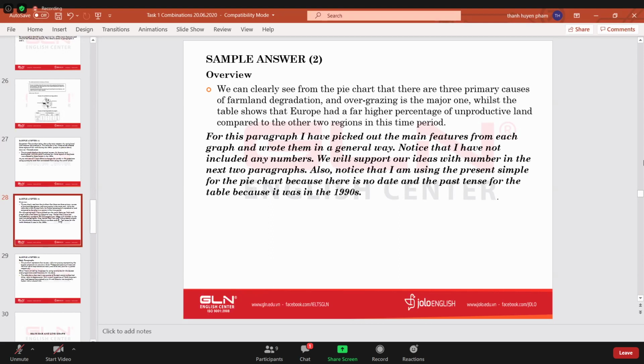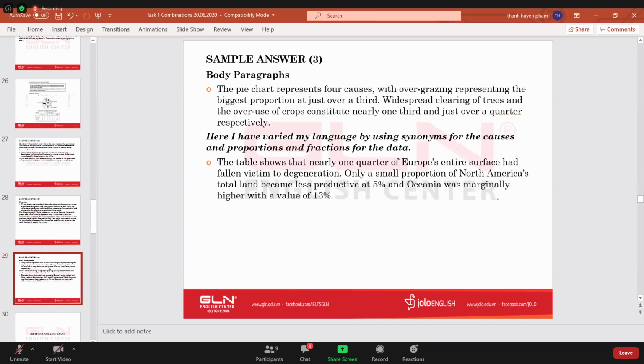Also notice that I am using the present simple for the pie chart because there's no date, and the past tense for the table because it was in the 1990s. And that is often another feature of combination diagrams. In your 2 body paragraphs, frequently you will be required to use different grammar tenses. So let's look at the body paragraphs.